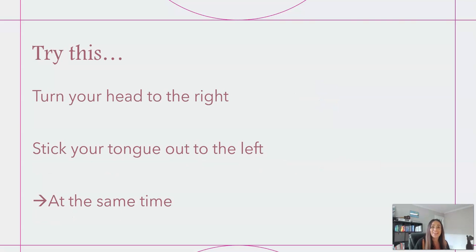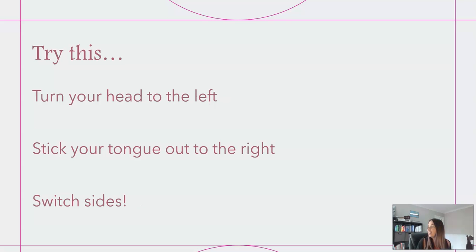All right, let's try one more. So now what I want you to do is turn your head to the right and then stick out your tongue to the left. You might look a little silly doing this. Okay, was that tricky? That one's a little easier for me. But now I want you to switch sides. So let's turn our head to the left and stick our tongue out to the right. Could you do it? Again, you probably looked a little silly. That one, for some reason, is a little bit easier for me.